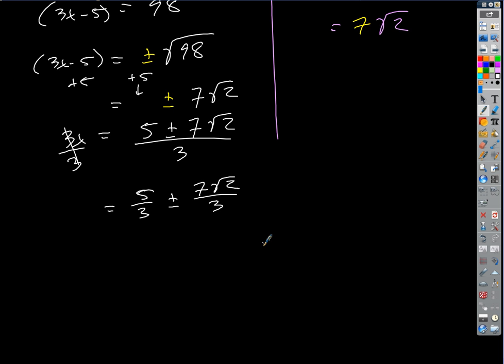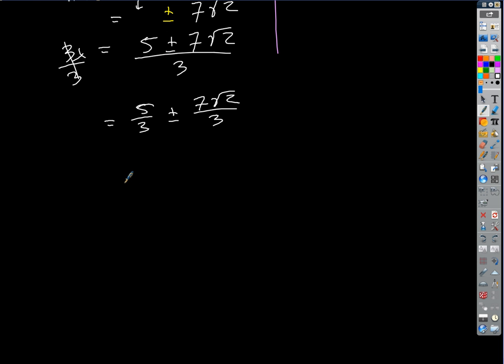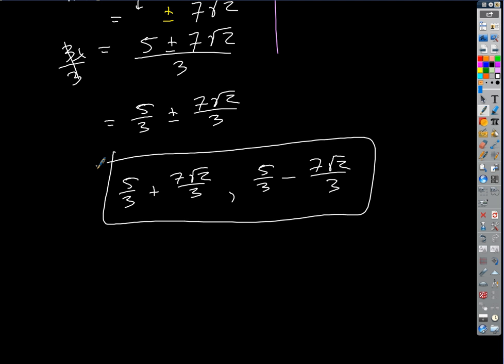So how do we put those in Moodle? 5/3 plus 7 radical 2 over 3, comma, 5/3 minus 7 radical 2 over 3. Okay, that's it. That's what we go in Moodle. Okay, make sense? All right.